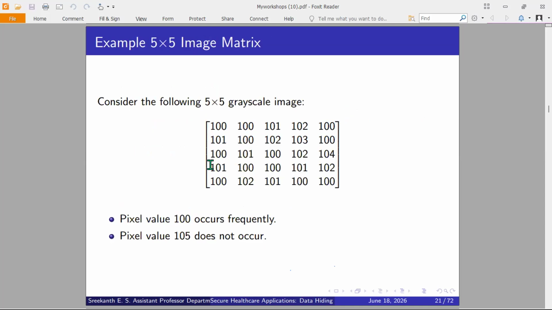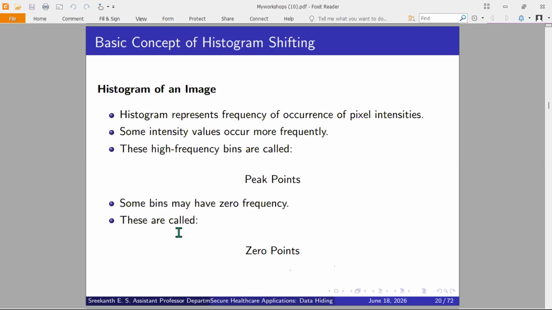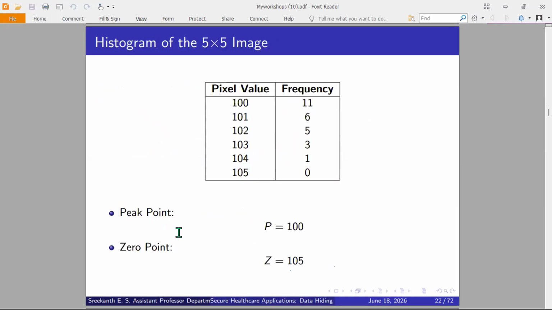I can tell you with one example. Look at this image. These are all intensities, and you can see that the pixel value 100 occurs frequently, and there is no intensity with 105, right? So now you have already found the 100, the maximum intensity. So that is the peak point, and 105 is the zero point. Now, how to implement histogram shifting in this image for data embedding? For that, look, this is the histogram. Now, the peak point we have identified.